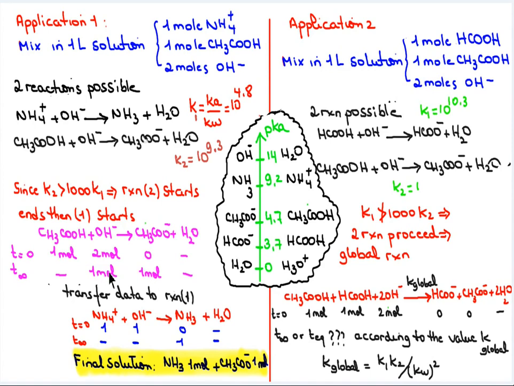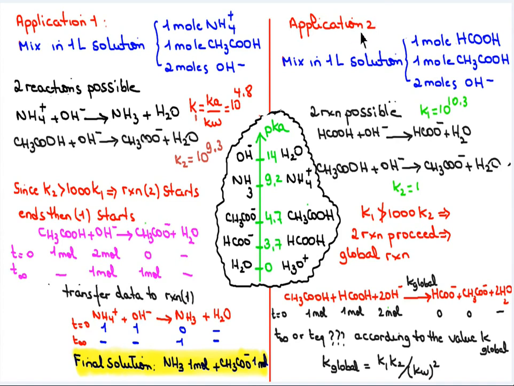These values should be transferred to reaction 1. So we write reaction 1, NH4 plus plus OH minus, that gives NH3 plus H2O. At t equals 0, we have NH4 plus, and OH minus, 1 mole remained from reaction 2, and NH3 0. At t equals infinity, NH4 plus will disappear completely, OH minus will disappear also completely, and we have formation of 1 mole of NH3. So in the final solution, we have 1 mole of NH3, and we have also the 1 mole from the previous reaction. So we have 1 mole and 1 mole.